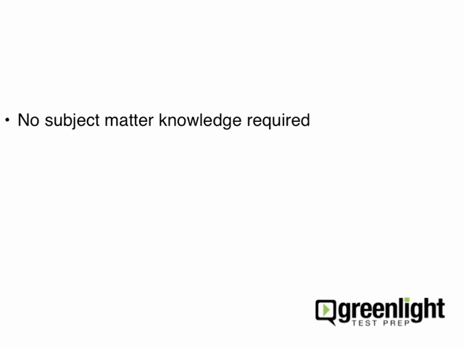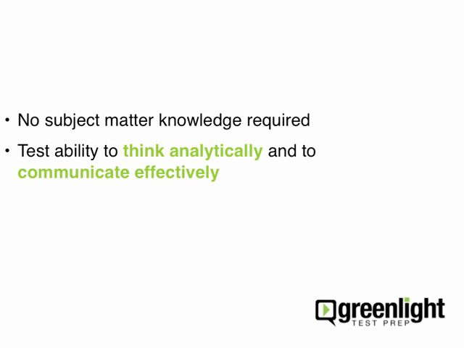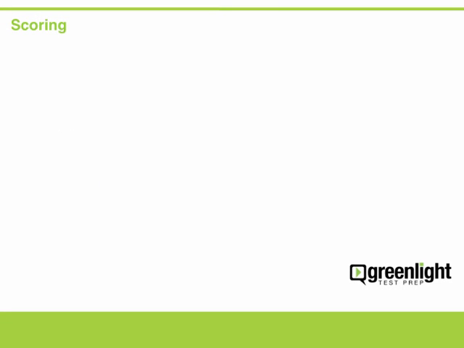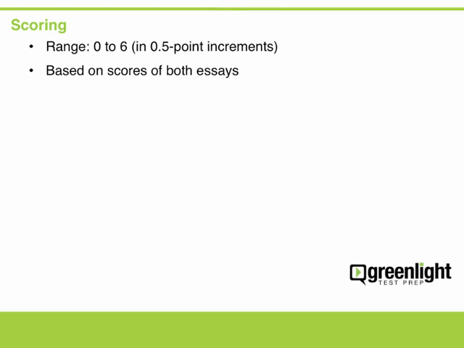Now, it's important to note that these writing tasks do not test specific subject knowledge. They test only your ability to think analytically and to communicate your ideas in a clear and effective manner. Also note that you don't have to be a superior writer to score well on this section. As long as you follow some key guidelines, you'll receive a good score, and we're going to go over all of those guidelines. Now, speaking of scoring, your final score for the analytic writing section will range from 0 to 6, and it's based on the scores you receive on your 2 essays.